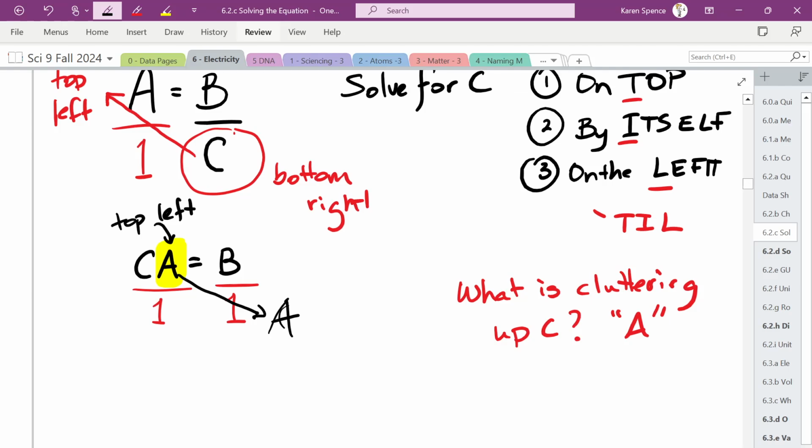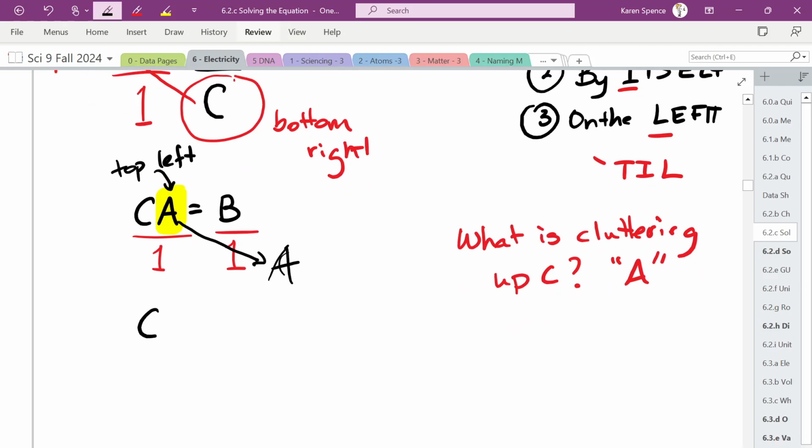There we go. Okay, so we now have C equals B, and then A is on the bottom. Is good? And we want the C on the left. Oh, it is on the left, so we are done. Is good?